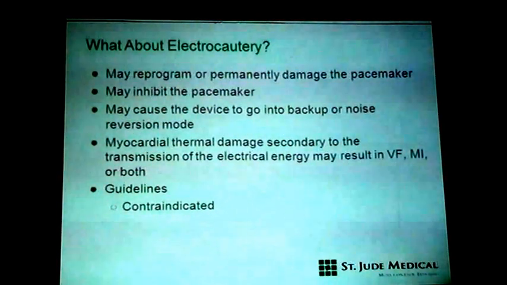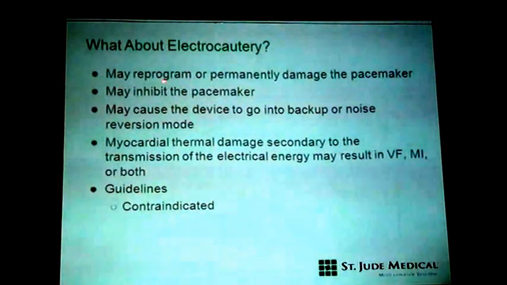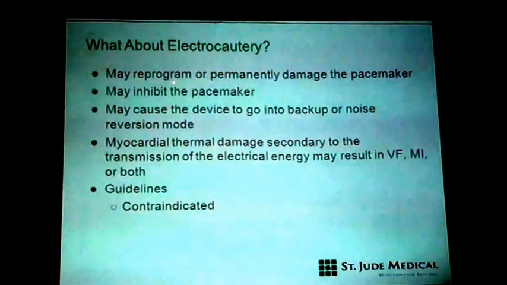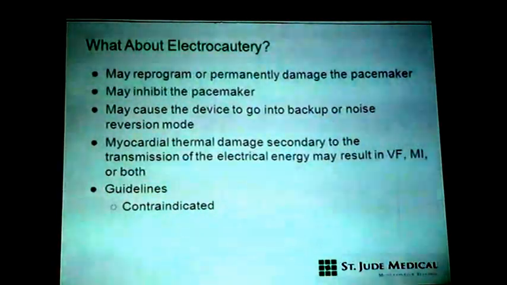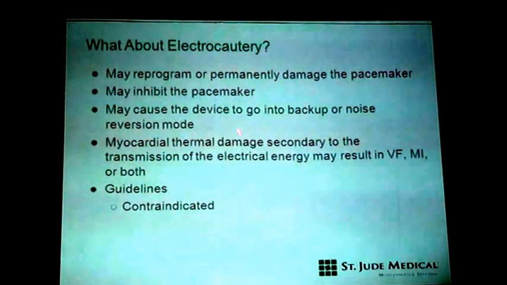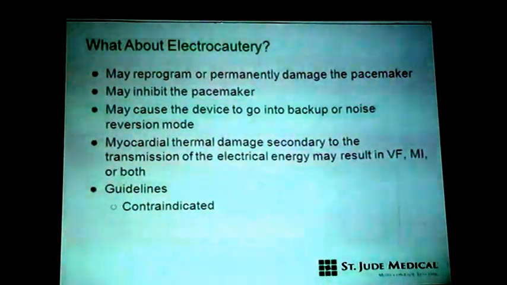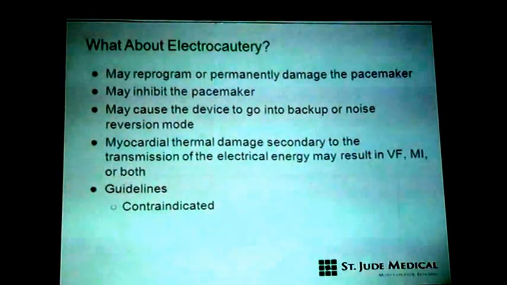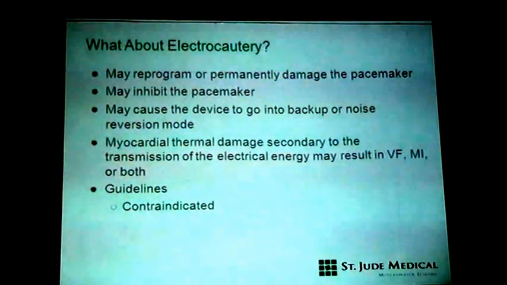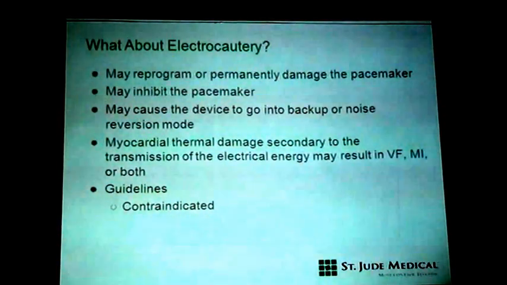Second is cautery. What about the cautery? If it is unavoidable, then what to do? Either we have to change the pacing mode. Suppose VVI pacing is there, we have to change it to VOO mode, make it asynchronous, and go on. Suppose it is a must.